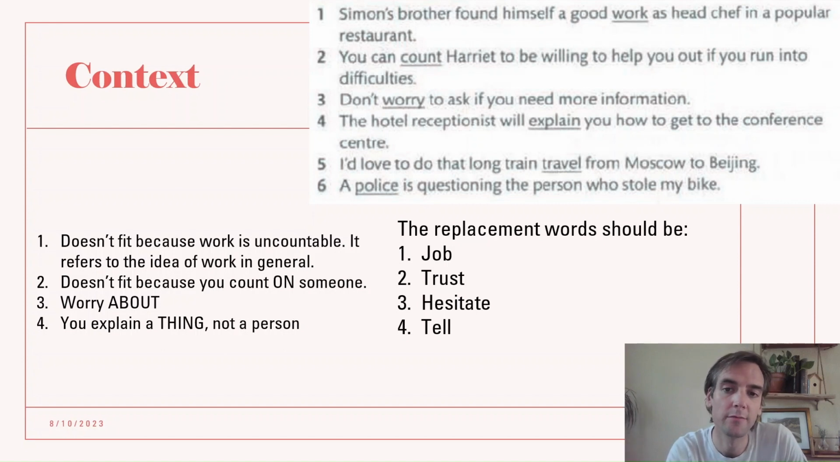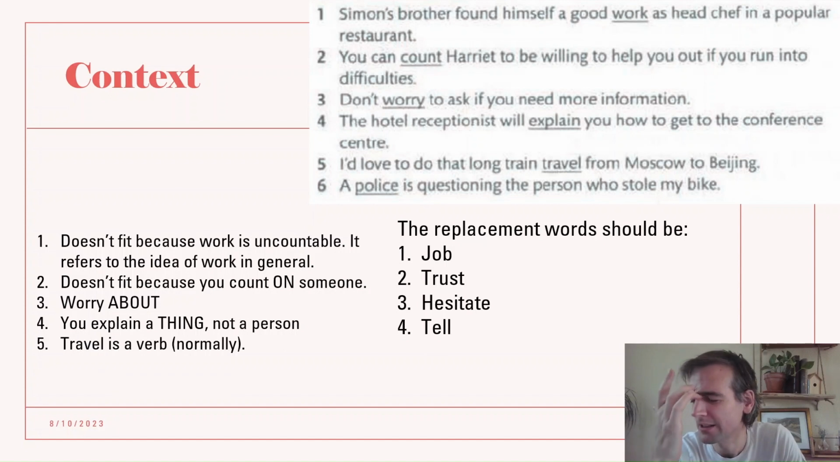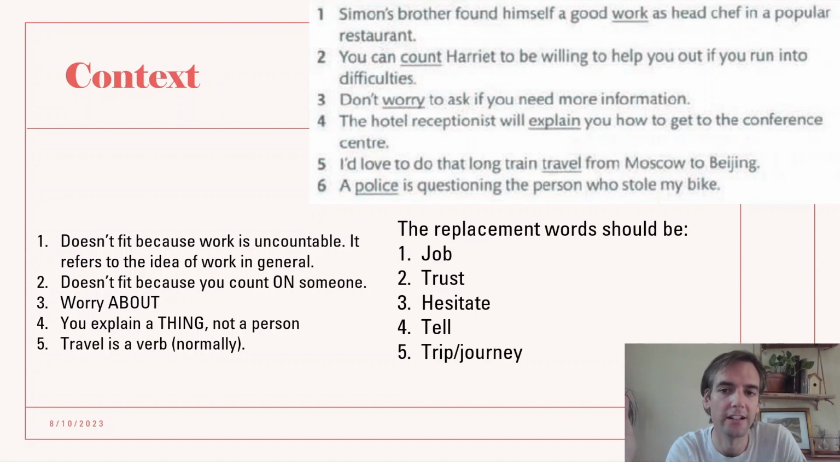Number 5, a more typical one. That long train travel. No, travel is normally a verb. Sometimes it's not, when we're talking about my travels in general, but normally it's going to be a verb. We need the noun, trip or journey, much more common. And number 6, similar as before, a police. No, the police is the organization, not an individual.